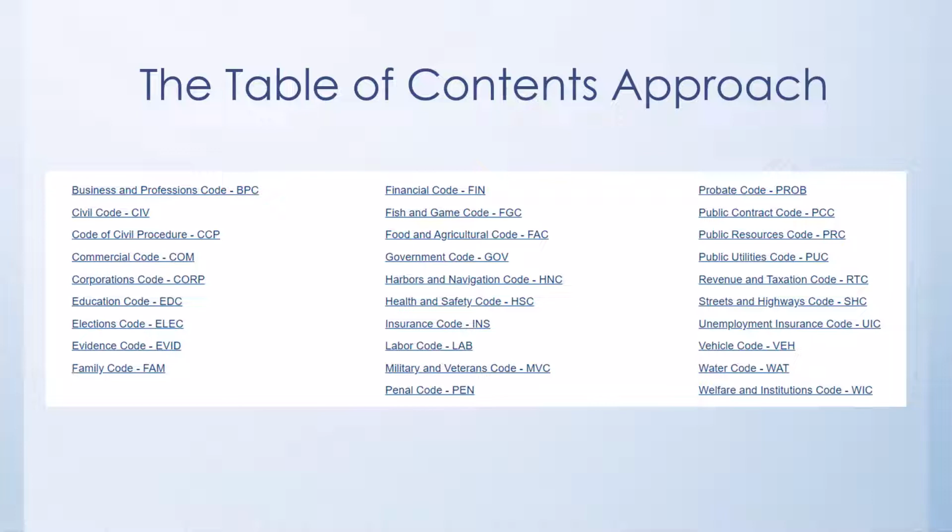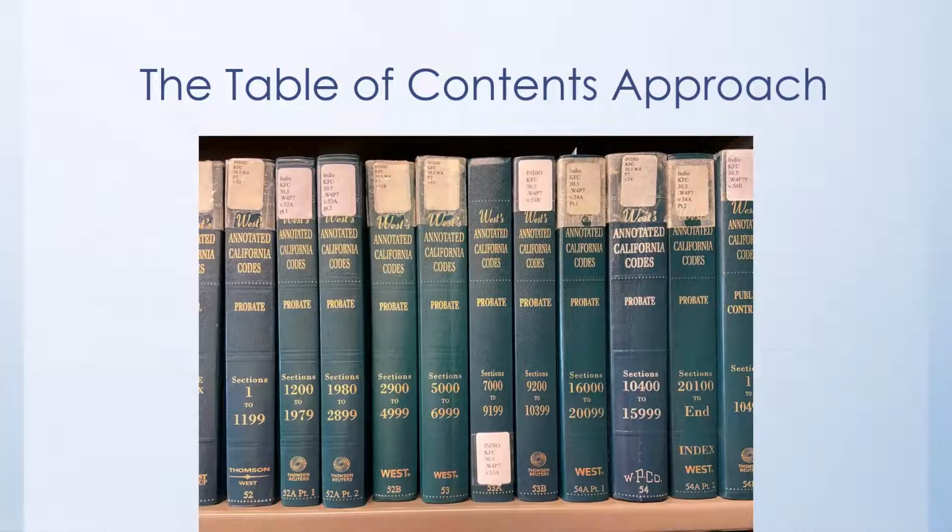But assuming you do know that you want to look at the probate code, you go to the shelf, and this is what you see. As you can see, the probate code as it is published by West fills 10 volumes. One thing I want you to notice is the section number ranges on the spines of the books. If you were looking for, say, section 8105, you would look in the volume that says it contains sections 7000 to 9199. What we want to do, though, is look at the next level of the table of contents.